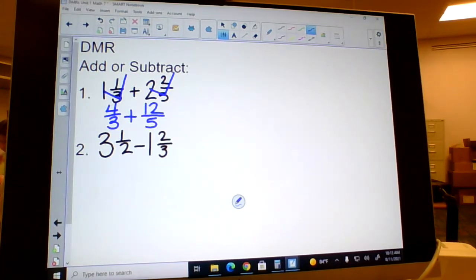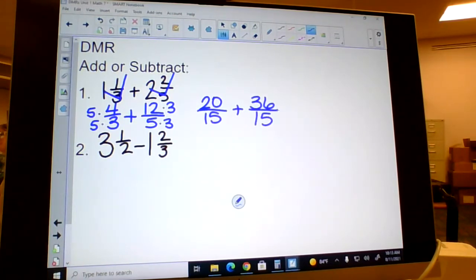Common denominator of 3 and 5? 15. Okay, so looking at the bottoms, if you're not sure about common denominators, 3 and 5, 3 times 5 is 15. So I'm going to multiply the 3 by 5 to change that one to a denominator of 15, and this one by 3. So 5 times 4, that's 20 fifteenths. 12 times 3, that's 36 fifteenths. And once they're a common denominator, I just add the numerators and get 56 fifteenths.